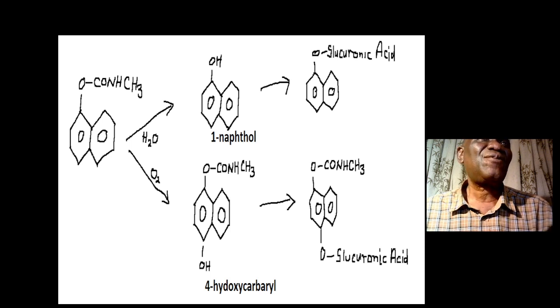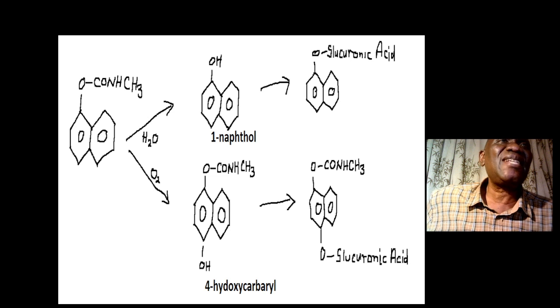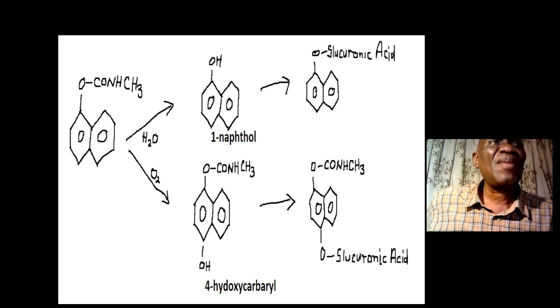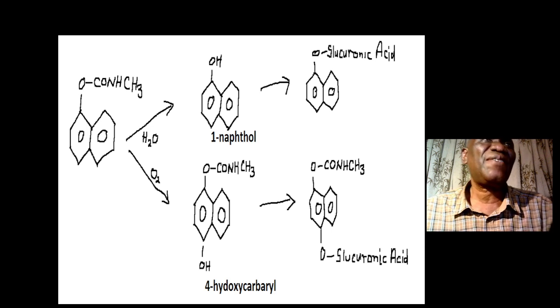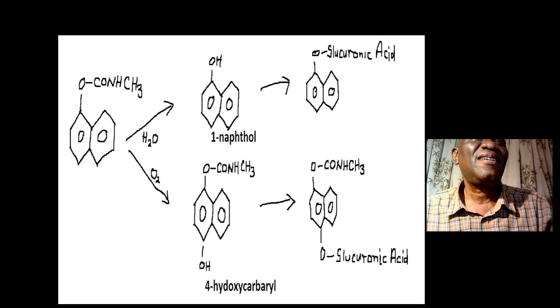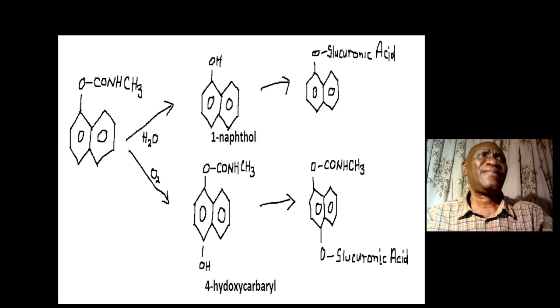Here is a case of glucuronic acid, which can be added to carbaryl at two different positions. It can be added here, or it can be added at this position.